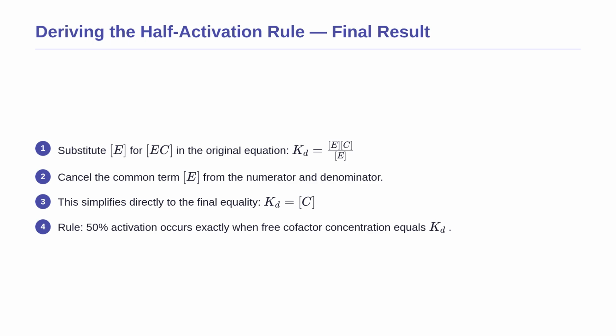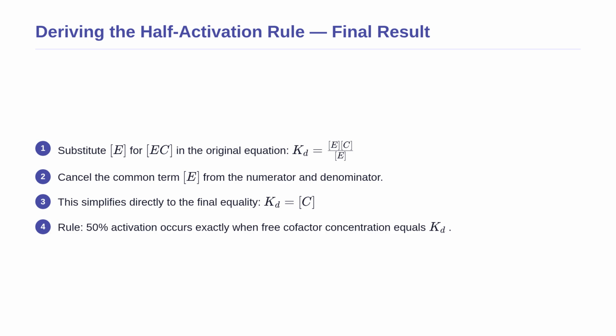Now that we have our setup, let us complete the derivation. Because the values of E and EC are exactly equal in this scenario, we can substitute E for EC in the denominator of our fraction. Once we do this, the mathematical path becomes very clear. The E terms in the numerator and denominator perfectly cancel each other out. This mathematical cancellation leaves only the term C on the right side of the equation. We have beautifully simplified a complex relationship into a direct equality.